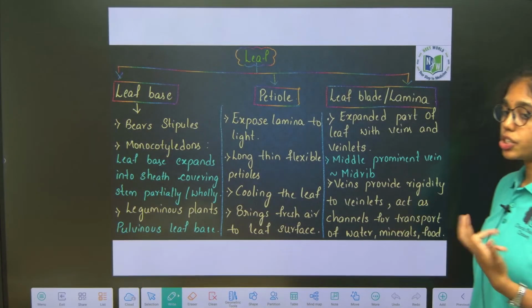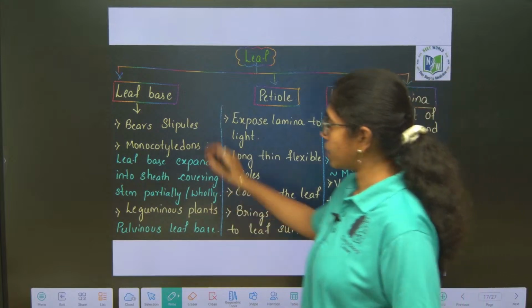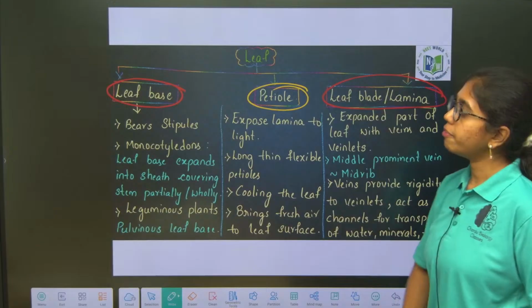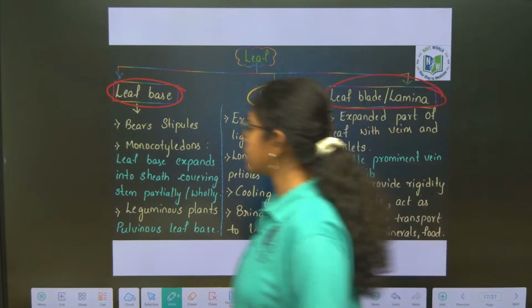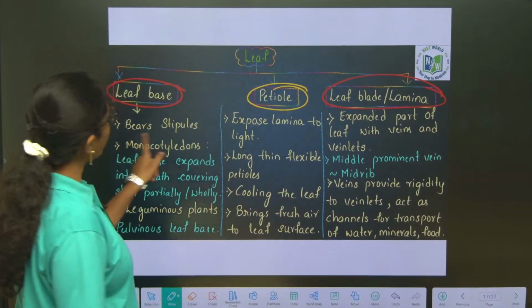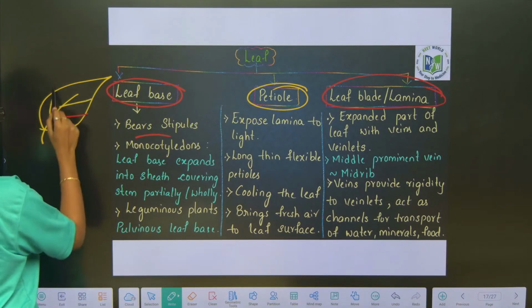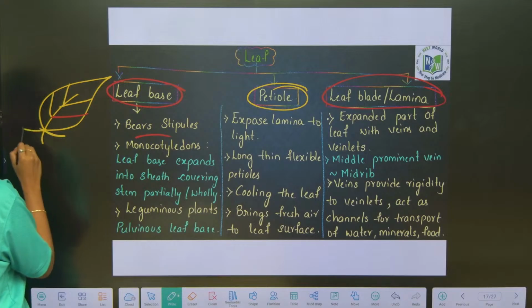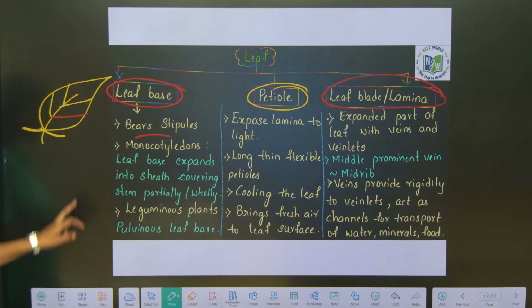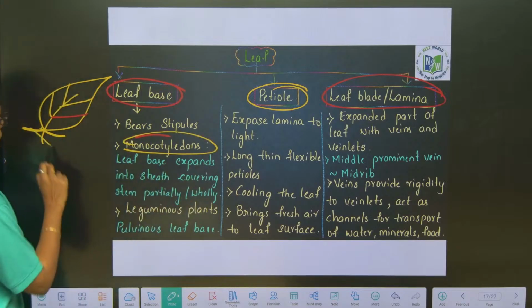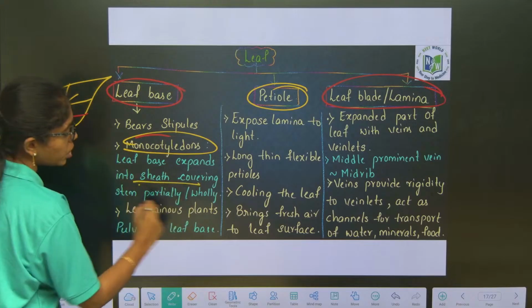Next, a leaf has three regions or parts: the leaf base, the petiole, and the leaf blade or lamina. First is the leaf base. The leaf base will bear what? Stipules. Stipules are small, green, bract-like structures present at the base of the leaves. And in monocots, the leaf base is expanded into a sheath.